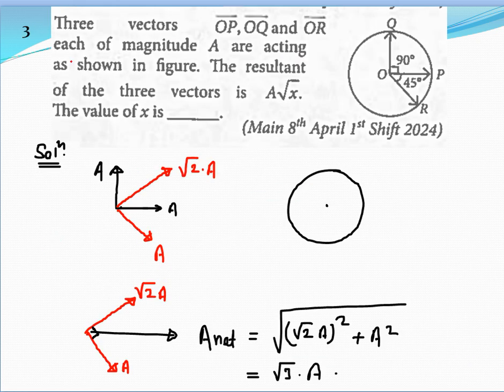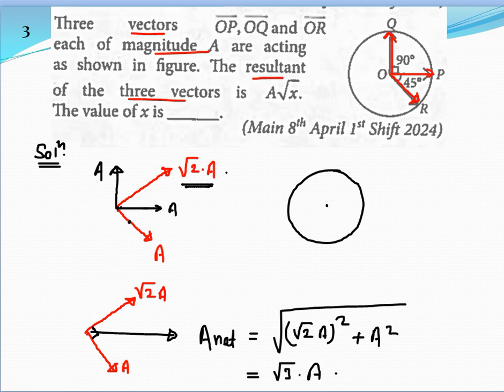Question number 3. They have given three vectors, each of magnitude A. One is OP, another one is OQ, and another one is OR. So we have to find the resultant of these three vectors. I have solved OP and OQ first. The resultant of OP and OQ we are getting here is root 2 times A. And the third vector is OR.